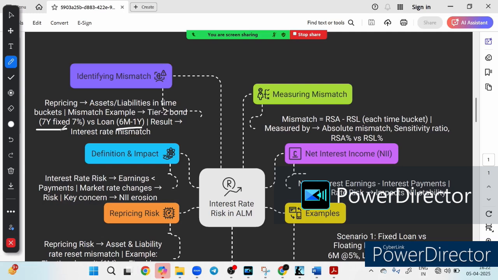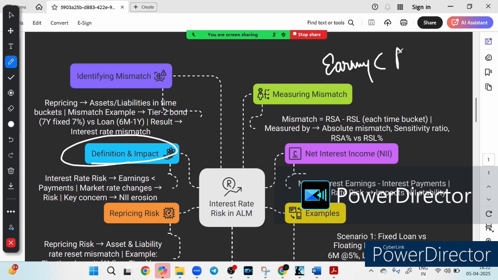Suppose interest rate rises, what will happen? One side earns less while the other costs more. That is the point. I hope that makes sense to you. You have to identify the mismatch. Now let's look at the definition part. You can see the definition and impact. Interest rate risk simply means that your earning is less than your payment, or we can say your expense.